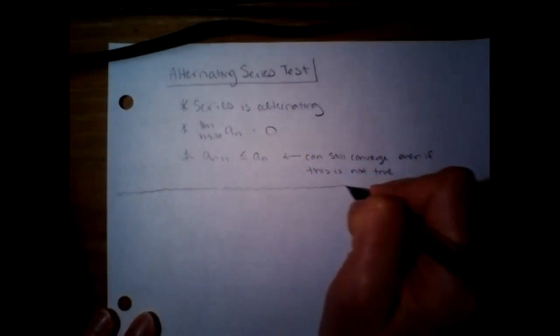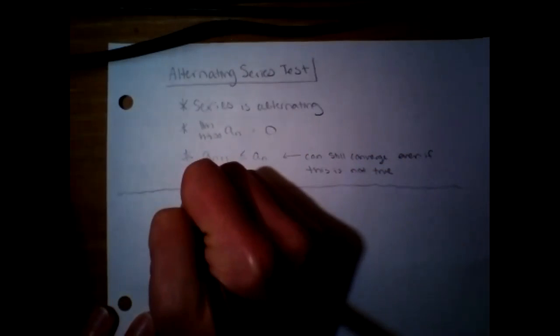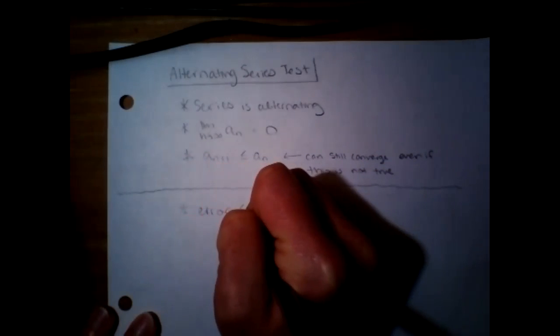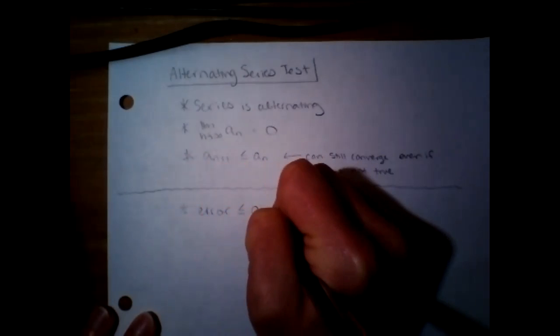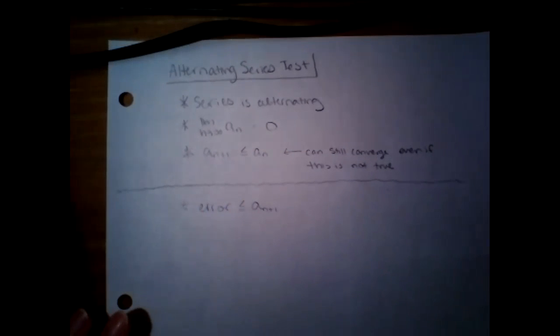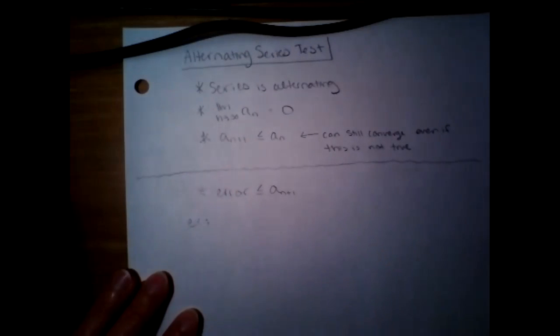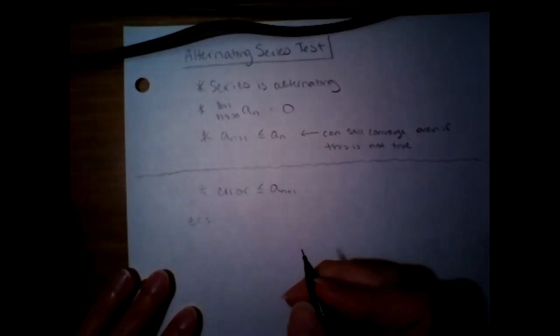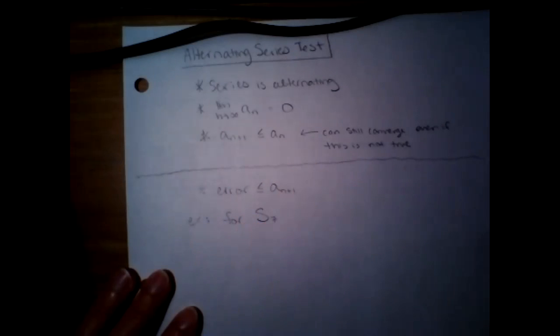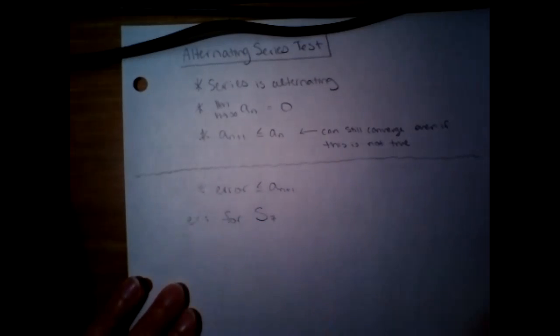And then the other thing that we looked at was the error bound. So your error is less than or equal to a sub n plus 1, the next term. So for example, if you are going to estimate the sum of the series, and the sum is adding up an infinite number of terms, say you wanted to estimate it by just summing up the first 7 terms. Say you're going to do S7. I'm just going to add up the first 7 instead of infinity.